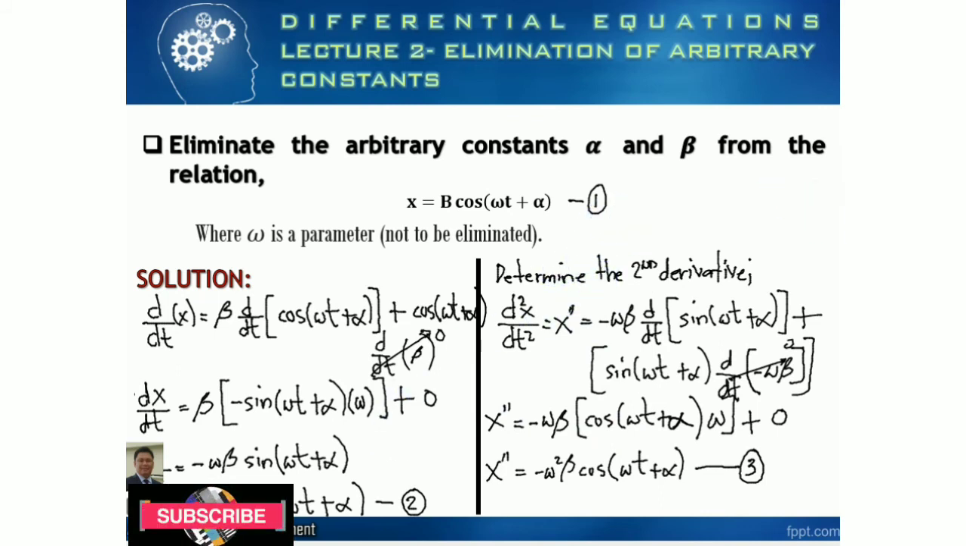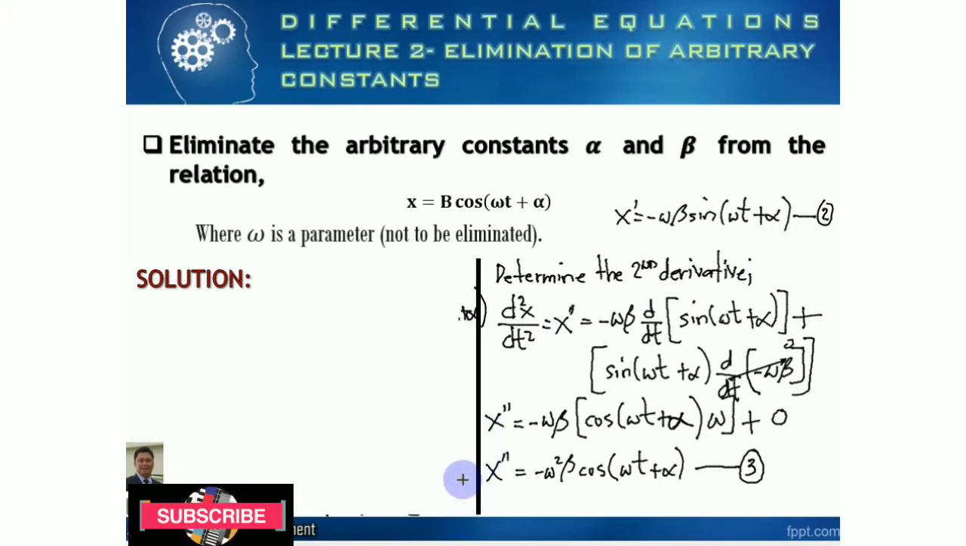So this is our equation 1, and our equation 2 is simply x prime equal to negative omega beta sine of the quantity omega t plus alpha, which is now our equation 2. Okay, so we will erase this portion, and then we will proceed with our calculation.